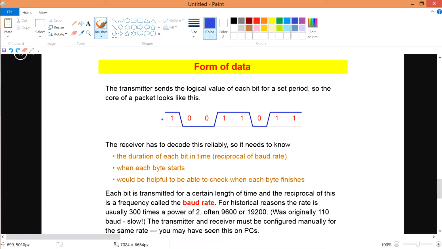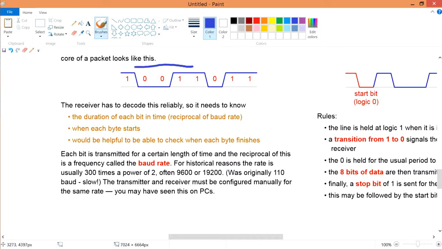In order to send 1 byte, this is 1 byte, this is 1 packet. You have 8 bits, 1, 2, 3, 4, 5, 6, 7, 8 bits. Each byte has 8 bits within itself, and it is sent at a baud rate. This baud rate is what you remember from your Arduino: Serial.begin(9600).